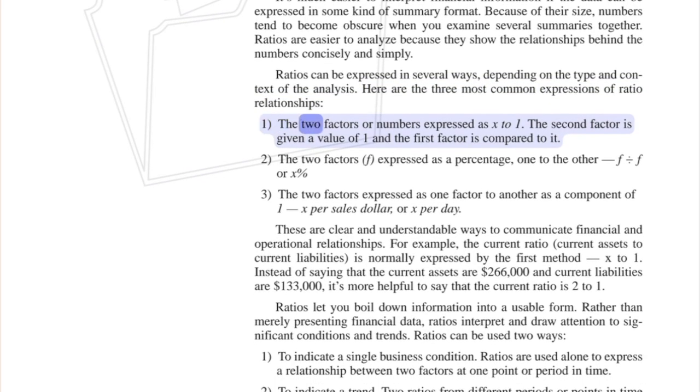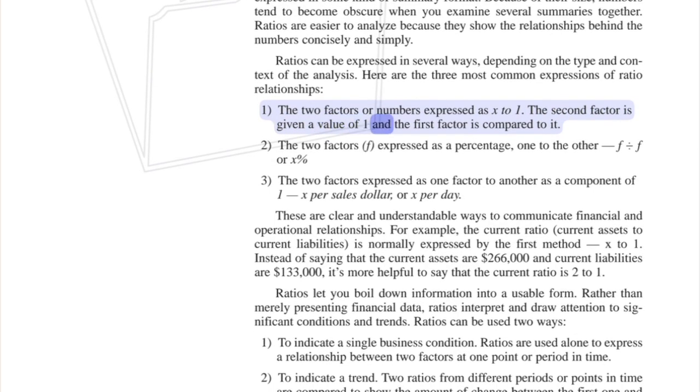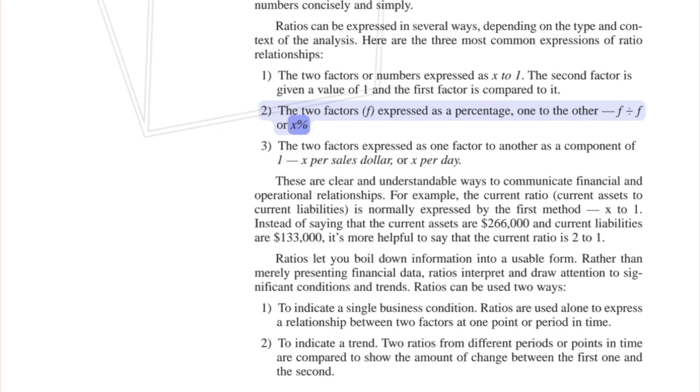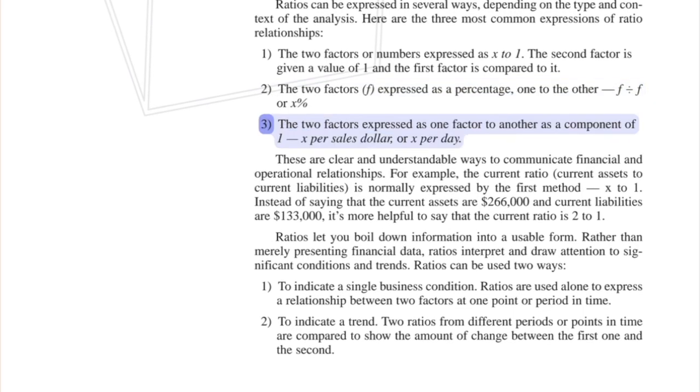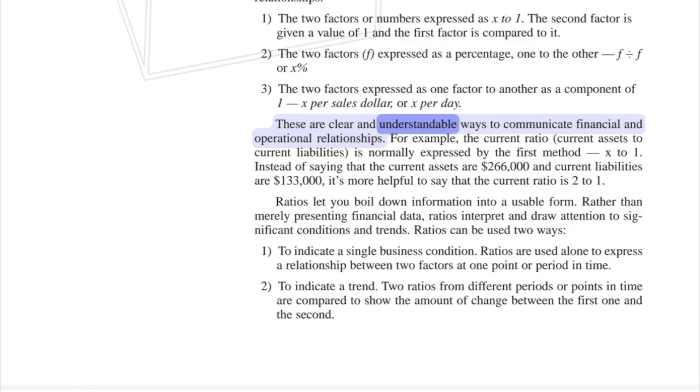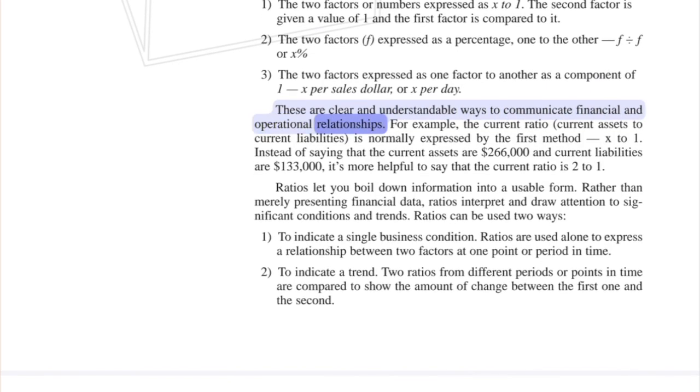1. The two factors or numbers expressed as x to 1. The second factor is given a value of 1 and the first factor is compared to it. 2. The two factors expressed as a percentage, one to the other, or x%. 3. The two factors expressed as one factor to another as a component of 1, x per sales dollar, or x per day. These are clear and understandable ways to communicate financial and operational relationships.